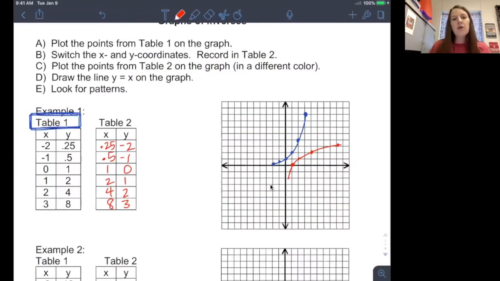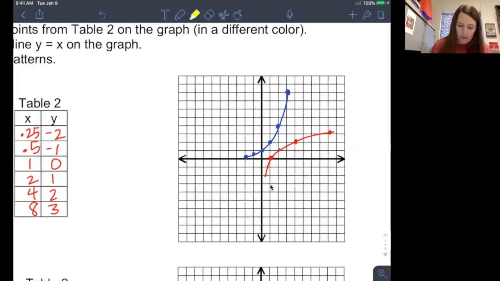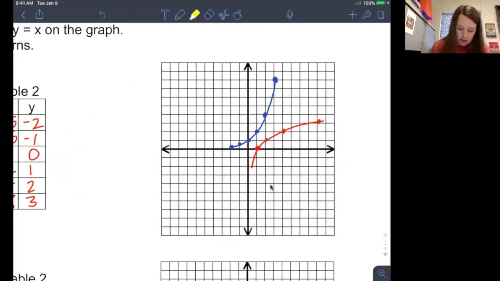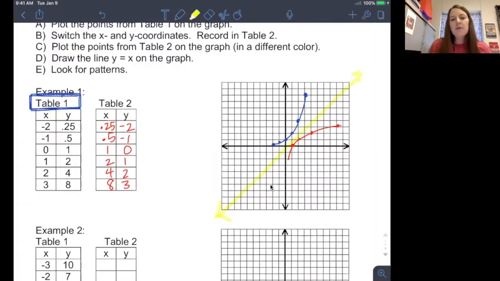Okay, then it says we want to draw the line y equals x on the graph. So if you remember, that's our linear parent function. It's going to go through the origin, and it's going to have a slope of 1. So I'm going to draw that right here. So there's a line y equals x. Then we're supposed to look for patterns. If you notice, the red and the blue are reflected across that line y equals x. Meaning if you were to fold it on that yellow line, the blue and the red would coincide. They would be on top of one another.